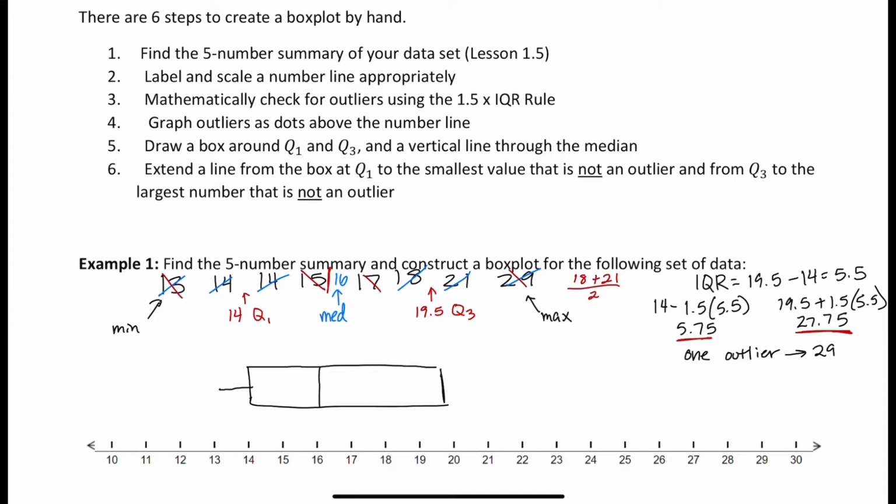And from Q3, so 19.5, to the largest number that is not an outlier. So let's remember that we have an outlier at 29, so that's going to get marked as a dot. And our biggest number besides that is 21. So we're going to draw a line just to 21, and we're going to leave that done. And that is our box plot.